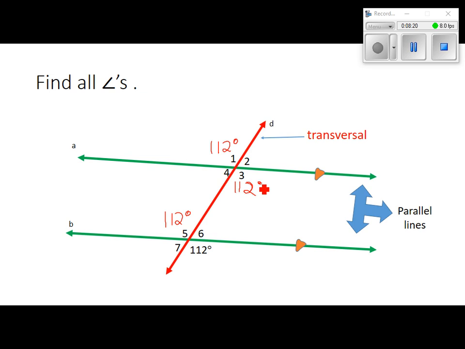Then 2 and 4. 2 is what? 68. And so is 4. And so 6 would be as well. And 7.